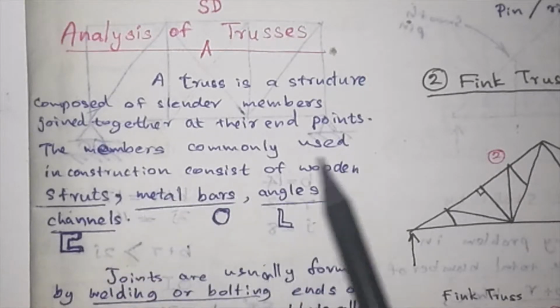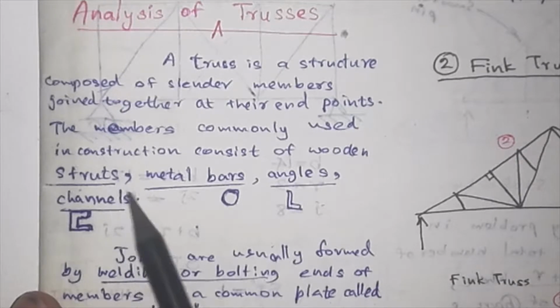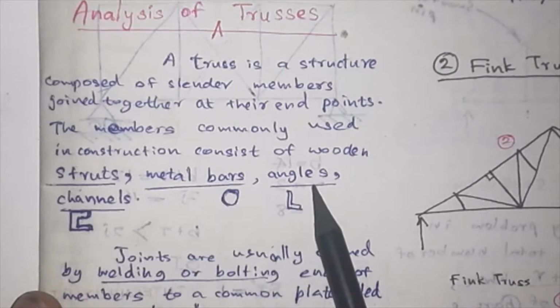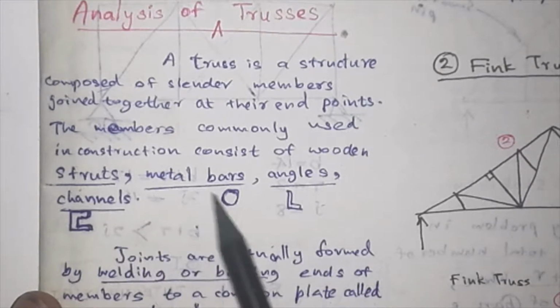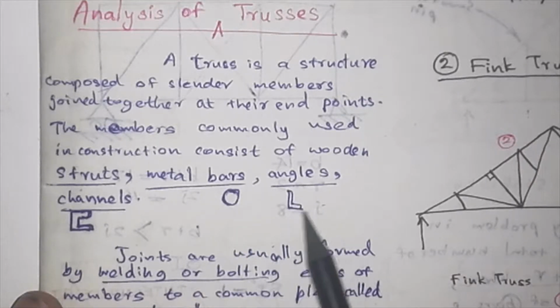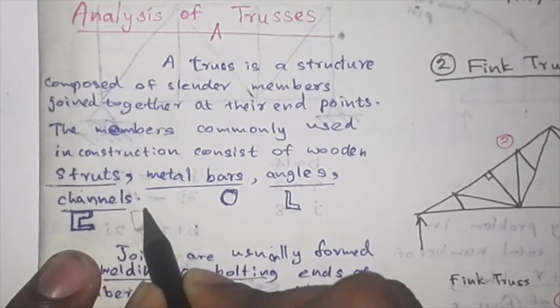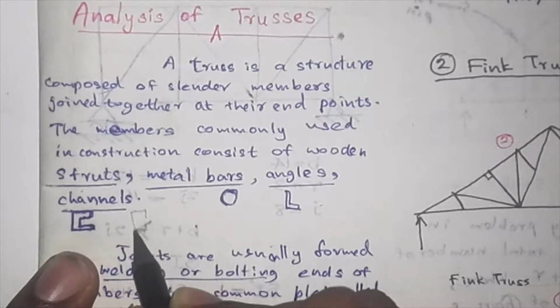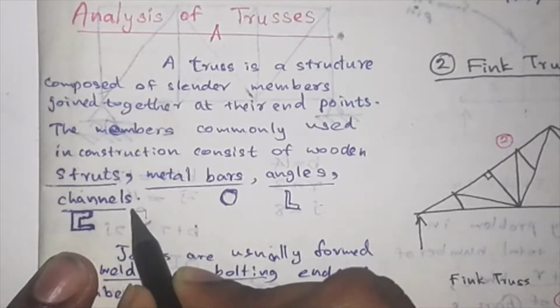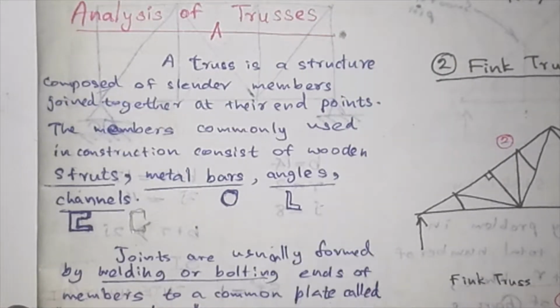The members commonly used in construction consist of wooden struts, metal bars, angles, and channels. Metal bars can be circular, hollow, or whatever it is. Angles are these types of steel sections, and channels means you have C channels, and you can have another type of channel with this small part we call lipped channels. So these types of elements can be there in trusses.